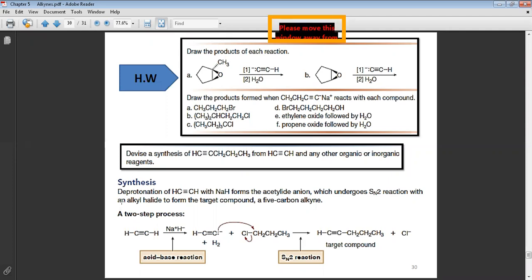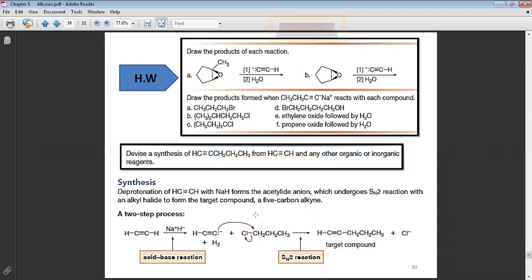In this type of question, it says: devise a synthesis of this compound from this and any other organic or inorganic reagent. I want to prepare this from this. As you like, you can use any reagent. But in our lecture, you need to use a strong base. We know that. The first step: our starting material reacts with a strong base to give you an acetylide anion.